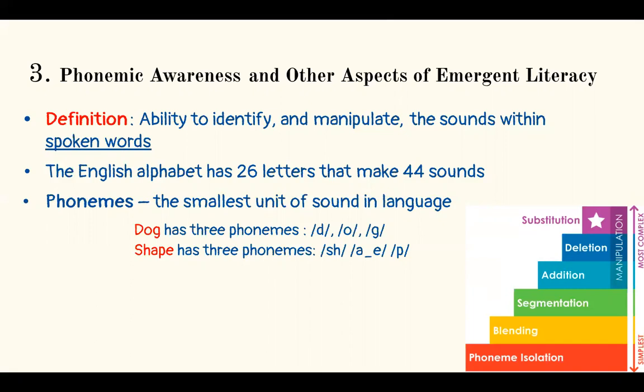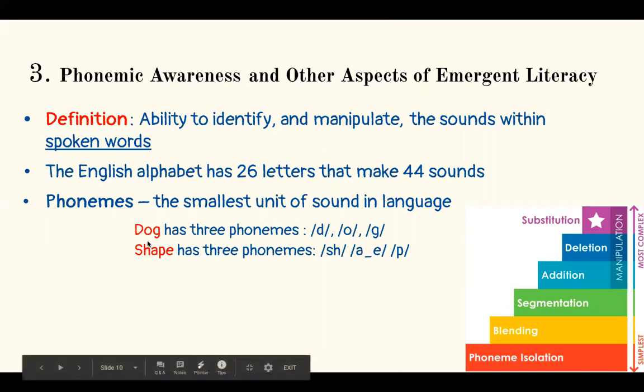And so phonemic awareness is this ability to identify and manipulate the sounds within spoken words. And so that's a foundational skill that will help students then access the text. So we do know that the English alphabet has 26 letters, but they actually make 44 sounds. And what we're doing in phonemic awareness lessons is we're preparing students to recognize phonemes. And phonemes are the smallest units of sound in language.